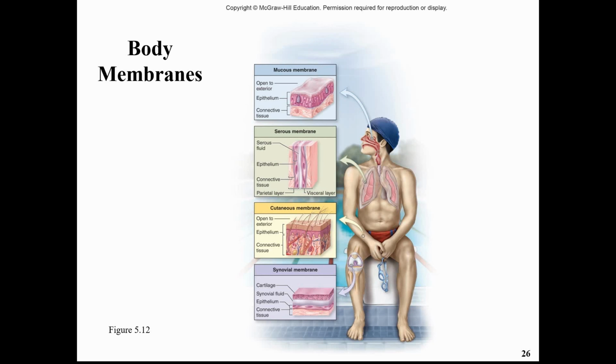Finally, synovial membranes line most of the joints in the body, not all of them, but most of them. It's made out of areolar connective tissue and covered by squamous epithelial cells and doesn't really have a basement membrane. There is synovial fluid secreted by the epithelial cells, which helps decrease friction and allows the joints to move much more easily.